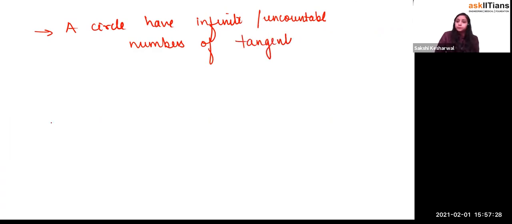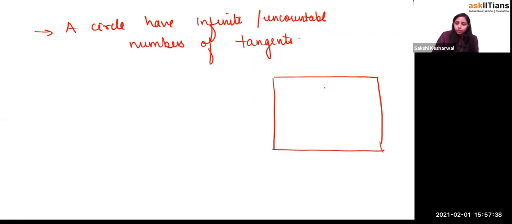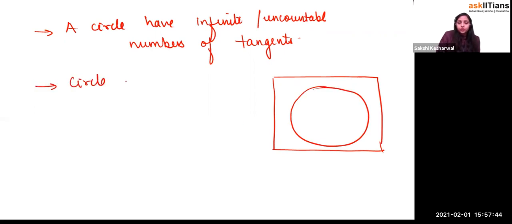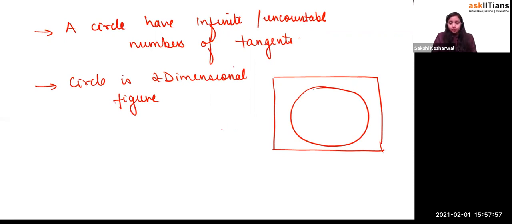Now, one more thing. Now let's talk about the regions. Let us suppose you draw on a plane surface. A circle is a two-dimensional figure. You are going to draw a circle on a sheet of paper, so it is a two-dimensional figure, right?